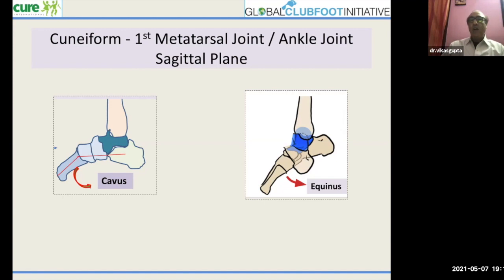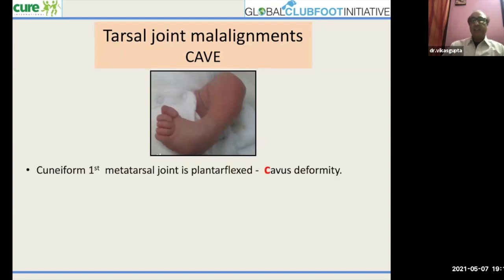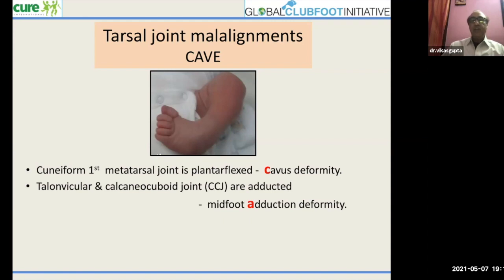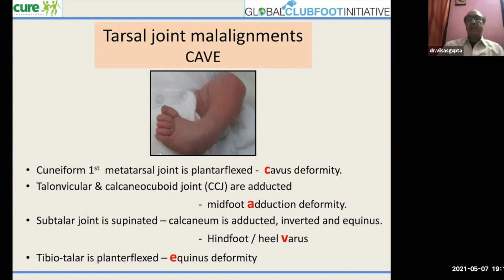Now, you have understood these normal movements. So it is now easy to understand why we say that the deformity represents the CAVE. Cavus is due to plantar flexion of the first metatarsal at the cuneiform joint. Adduction is due to the talonavicular and calcaneocuboid joints, which are adducted. The heel varus is due to supination of the subtalar joint, which is adducted, inverted, and in plantar flexion, leading to varus. And equinus is due to plantar flexion of the tibiotalar joint. So I hope there is no confusion. You have understood the tarsal joint malalignment in clubfoot.